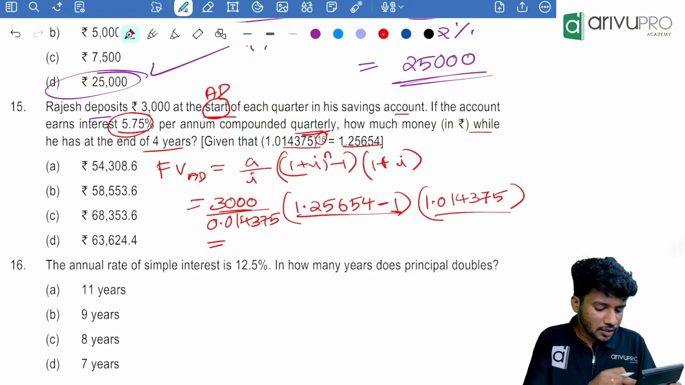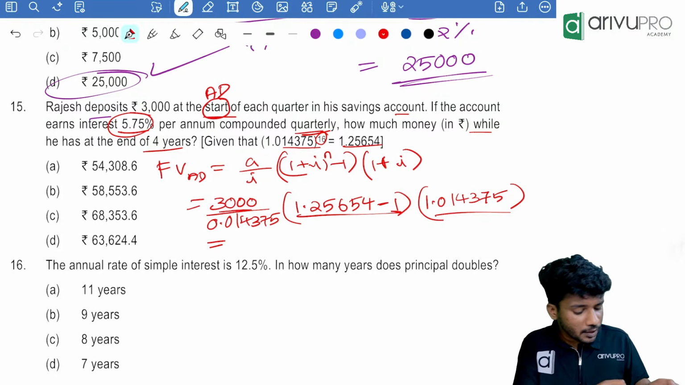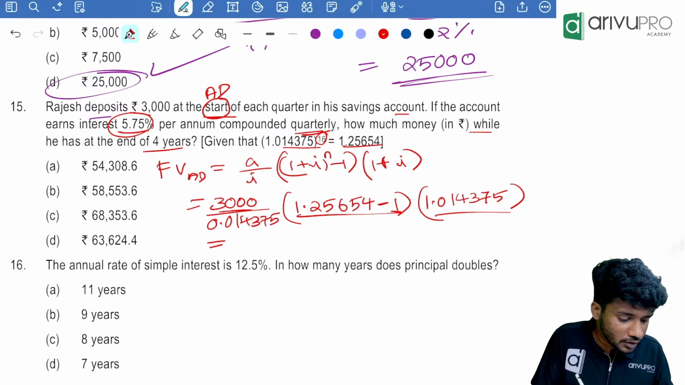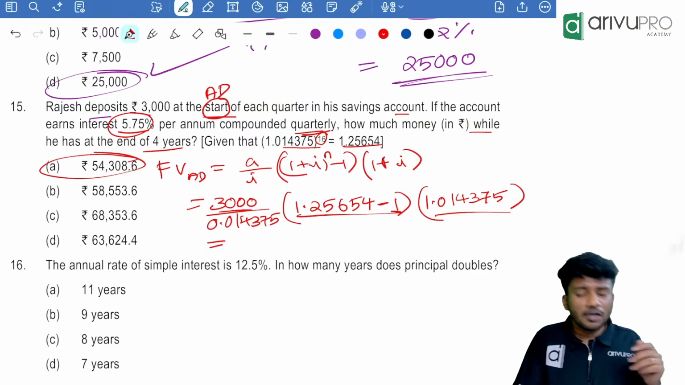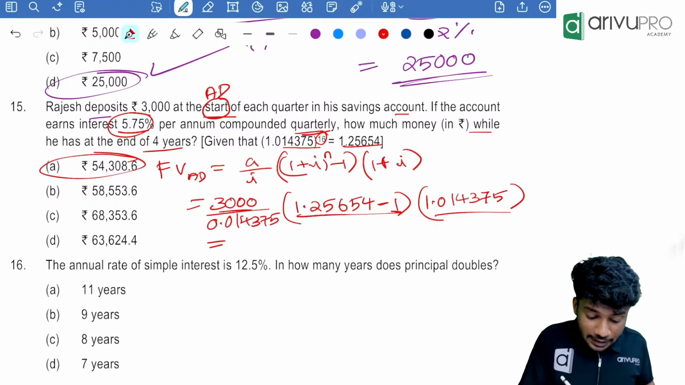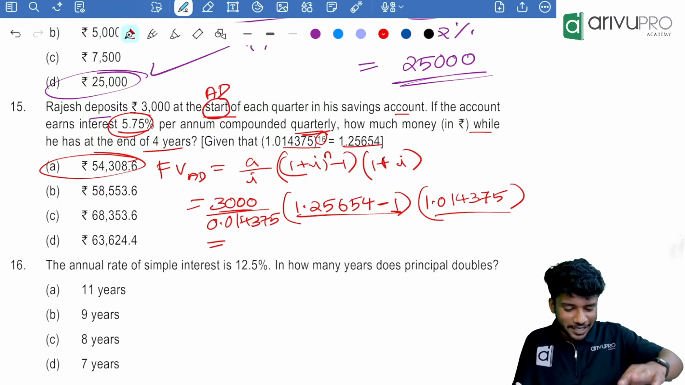Multiplied with 3000. Then divided with how much? 0.014375. How much is the answer you are getting, people? Final answer is 54,308.64 you are getting. Correct? Option A is the answer. I hope that you got it.